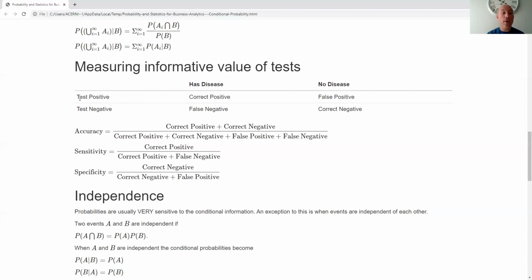All right, so when I have a positive test and I have the disease, that is a correct positive. If I have a positive test and I don't have the disease, that would be a false positive. If the test is negative and I have the disease, that is a false negative. If the test is negative and I don't have the disease, that is a correct negative.